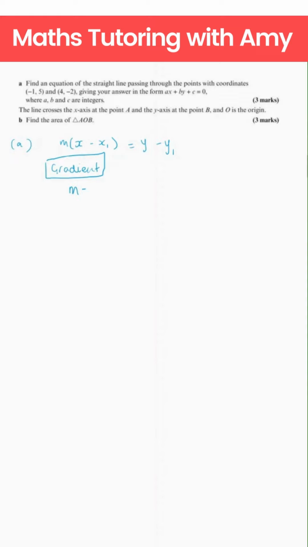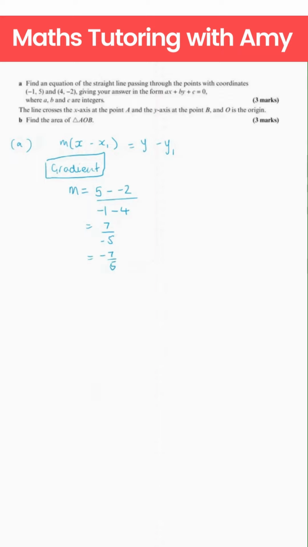So the gradient is the change in y over the change in x. So I'm going to subtract the y values. I'm going to do 5 take negative 2, divided by, now because I started with a 5, I'm going to start with a minus 1. Minus 1 take 4. So be really careful. 5 take negative 2, that's add. So that's 7 over minus 5, and you can write this as minus 7 fifths. So we've got the gradient.